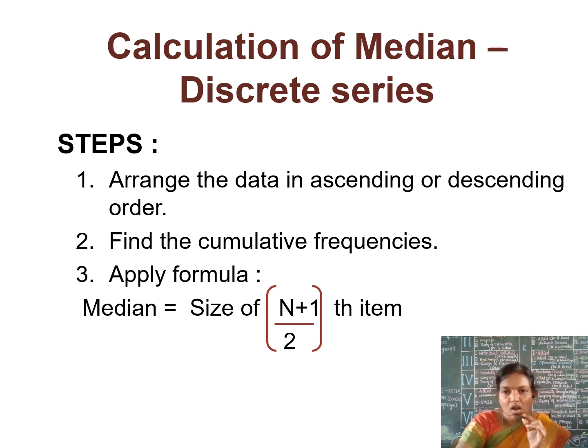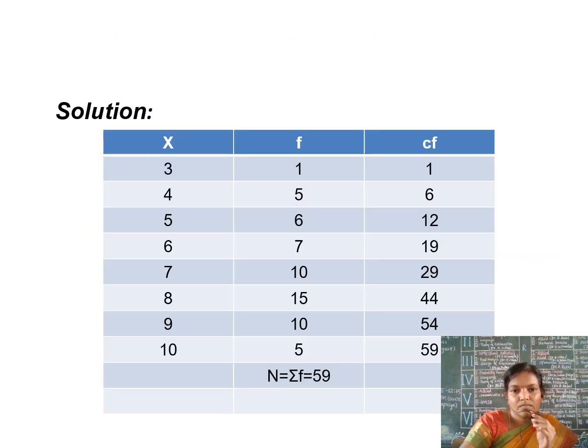Okay, now we will calculate the median for a discrete series. The discrete series formula is also the same. The median is the (n plus 1) by 2th item. There are two columns in our question. The third column calculation is cumulative frequency. CF is nothing but the cumulative frequency. You consider the first value, then keep adding: 1 plus 5, 6; 6 plus 6, 12; 12 plus 7, 19; 19 plus 10, 29; 29 plus 15, 44; 44 plus 10, 54; 54 plus 5, 59.